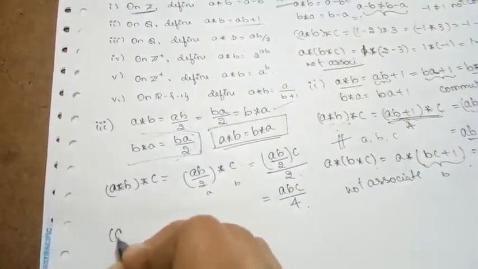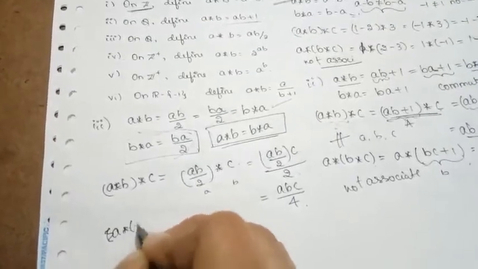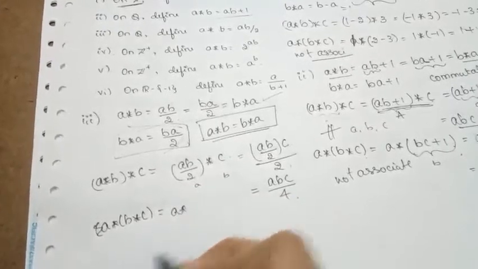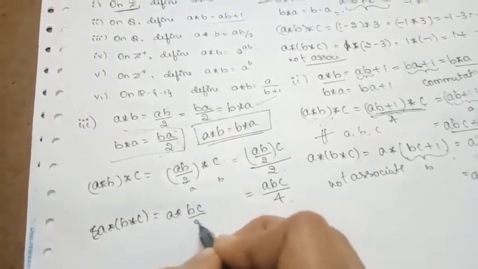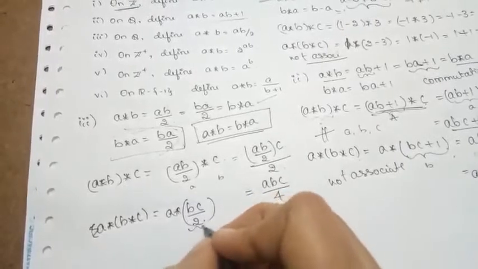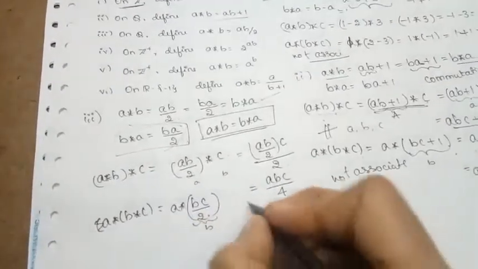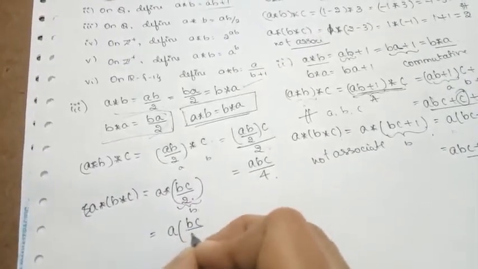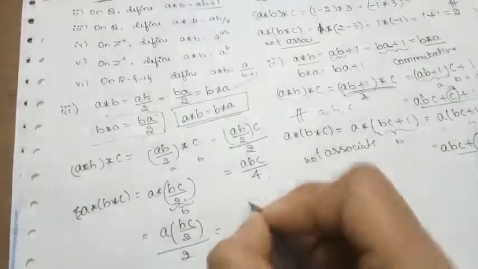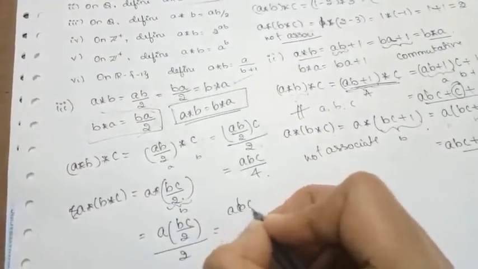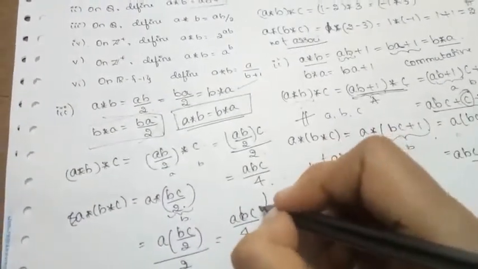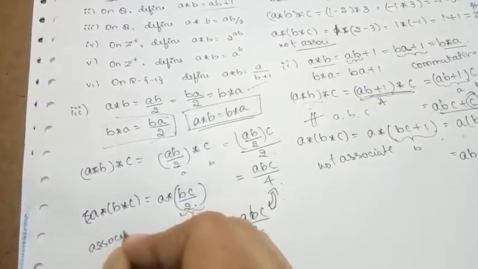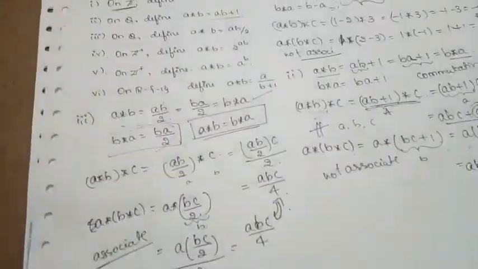What about our RHS? It is nothing but A star B star C. What is B star C according to the definition? It is nothing but BC by 2. Now I will call this whole term as B. Now it is in the form of A star B format. It is nothing but A into B by 2, which is also nothing but ABC by 4. Clearly our LHS is equal to RHS, so it is associative. So the given operation is associative.